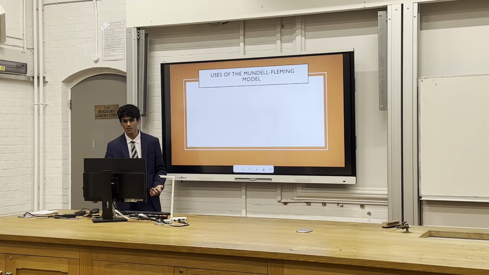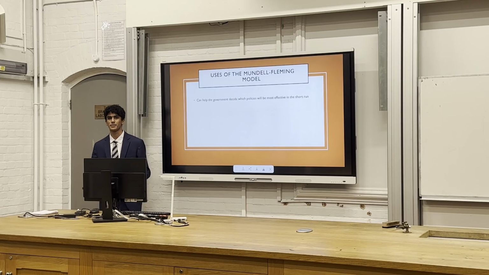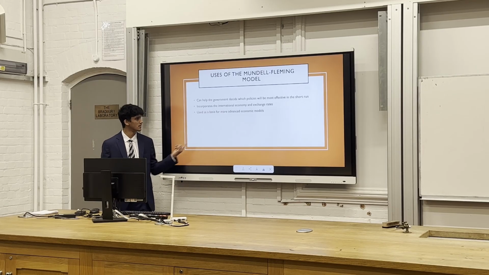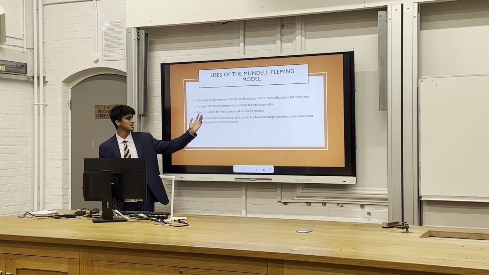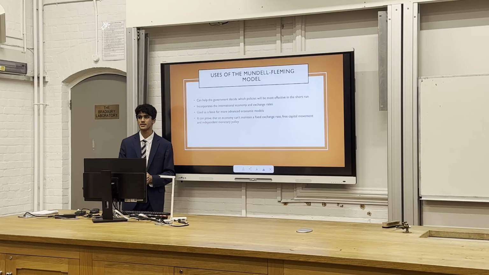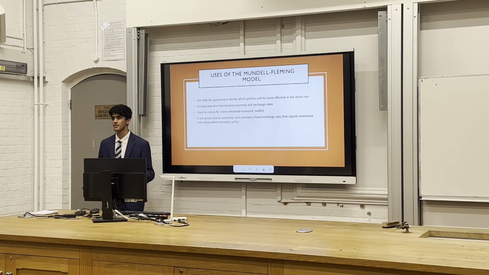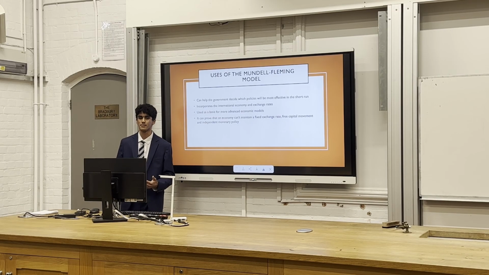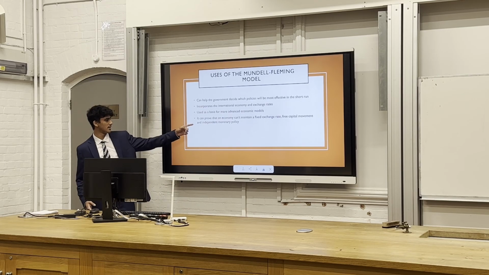So if you use the Mundell-Fleming model, it's really useful as a macroeconomic tool because it basically simplifies the economy down into really simple terms. It also uses the basis for more advanced models. So the aggregate demand, aggregate supply model that we're learning now in GCSE economics is based off this. And it also incorporates the international economy and interest and exchange rates, which the ISLM model didn't. So it's obviously a lot more realistic because it incorporates more aspects of the economy, and it's a lot better than the ISLM model because the international economy is actually a big part of most modern economies. And it does this, which is really important.